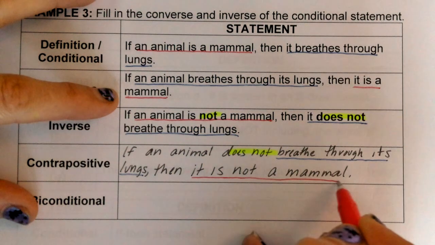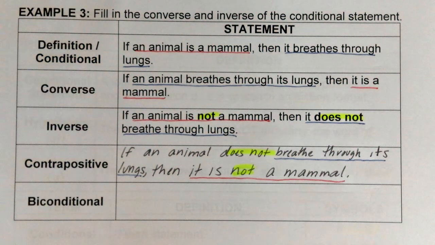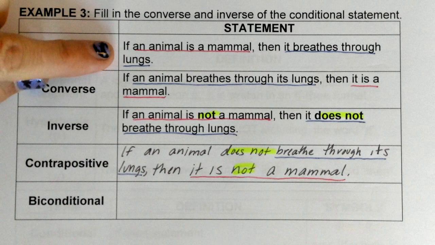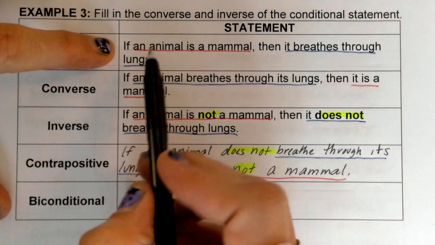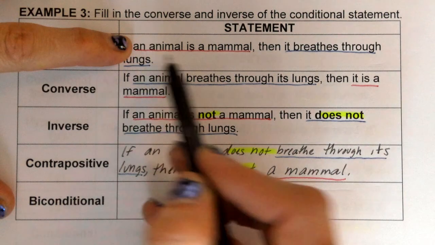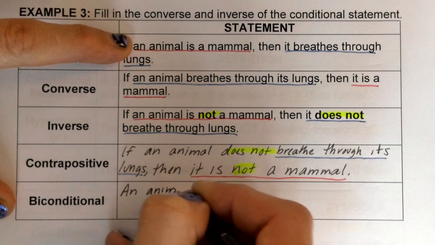So there's that hypothesis part of it. Again, we're negating it. So we're going to the converse and saying the opposite of each one rather than the conditional statement. Again, with your biconditional, go all the way back up to your original conditional statement. We're going to drop off that word if and start with our hypothesis. An animal is a mammal.